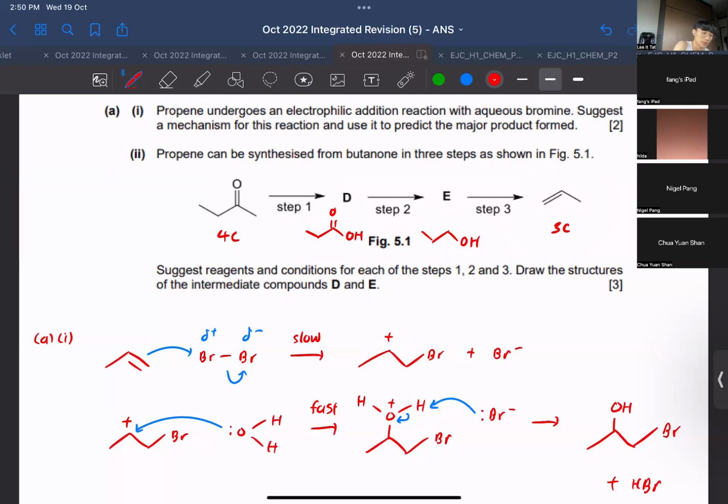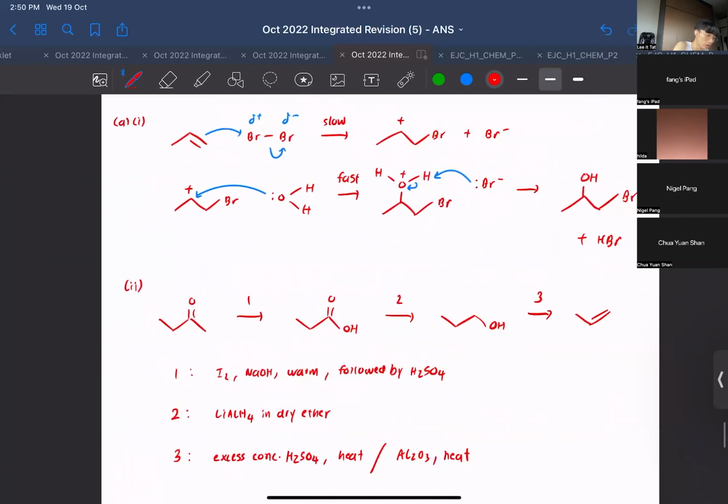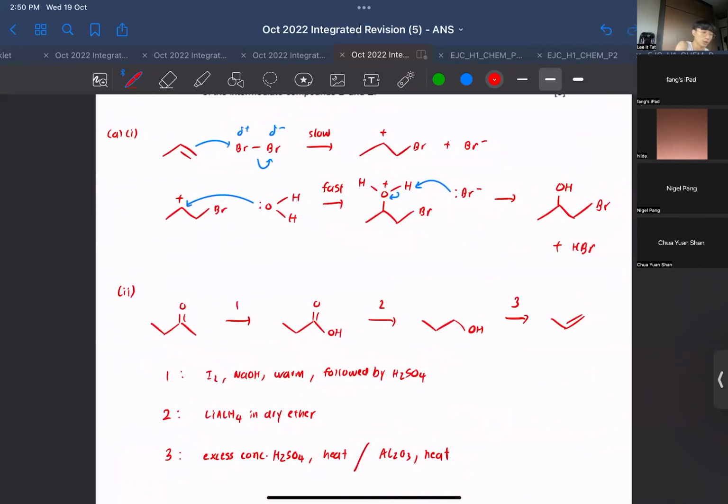Okay, and then at the bottom here, your reagents and conditions. Take note, this first step over here, the iodoform test, is always done in alkaline conditions. But you want it to be protonated again so that you can reduce it afterwards. So you must follow by H2SO4, the most important part in this answer.